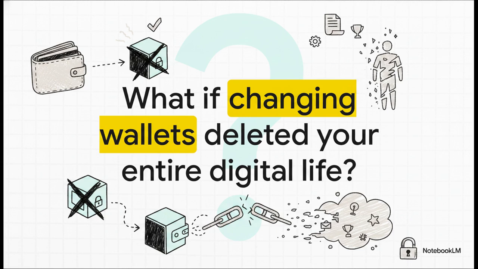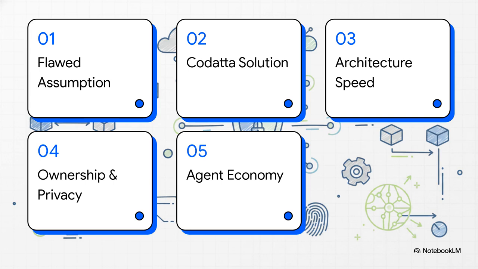No way. So here's our map for today to understand how we actually fix this. First, we'll examine that flawed identity assumption. Next, we'll unpack the Codatta DID solution itself. Then, we'll look under the hood at its high-speed architecture, explore how it guarantees true ownership and privacy, and finally, we'll see how this infrastructure fuels the upcoming agent economy.